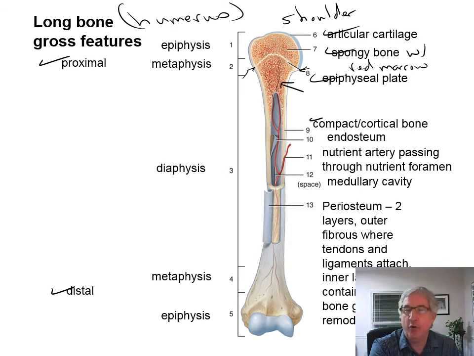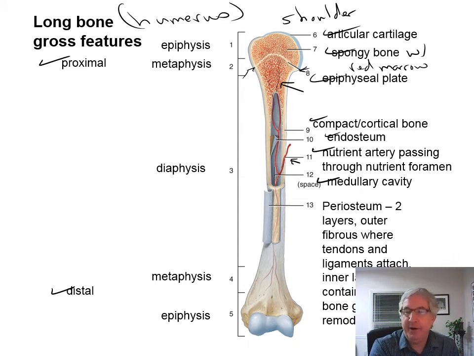Then we have compact cortical bone, this number 9 here. Endosteum is this layer of dense irregular connective tissue on the inside of the bone. It also covers the spongy bone as well. Here's a nutrient artery passing through the nutrient foramen, so it's entering the bone right there. And then the space in the middle of this bone is called the medullary cavity.